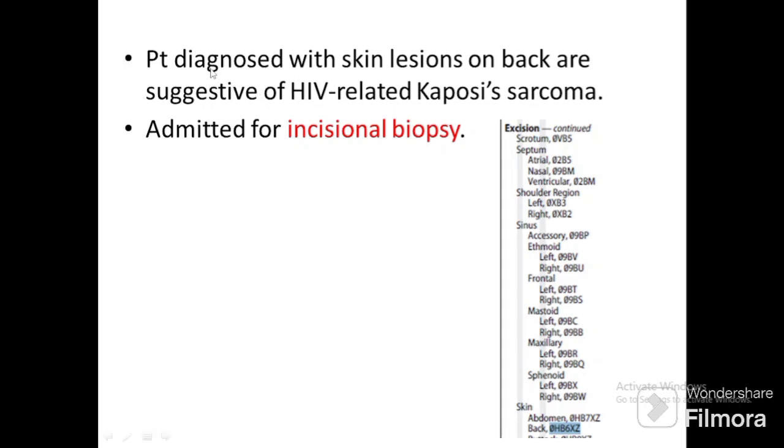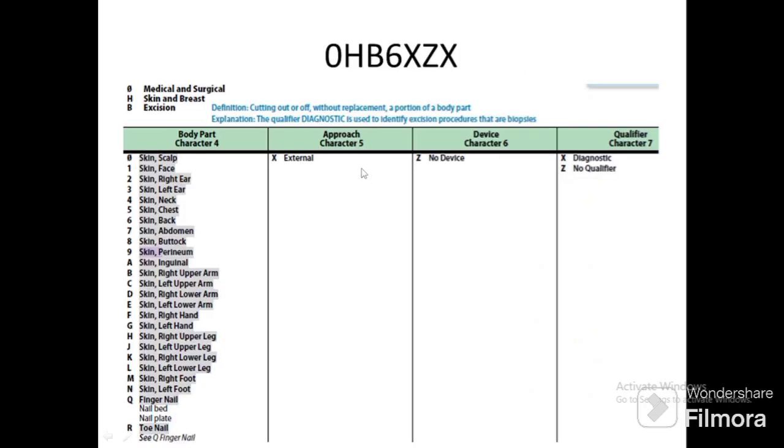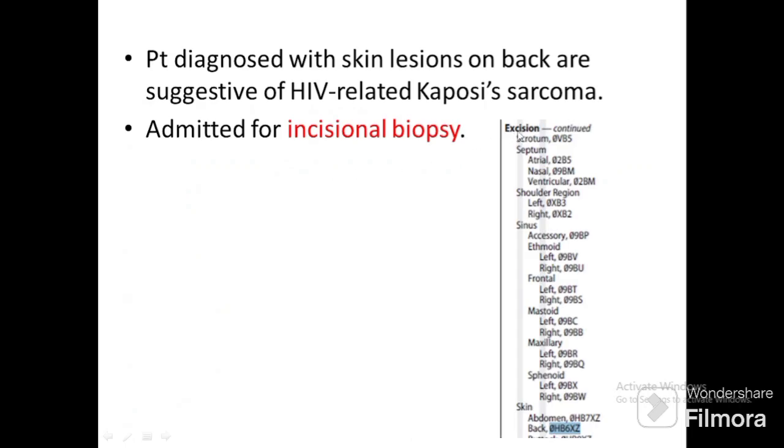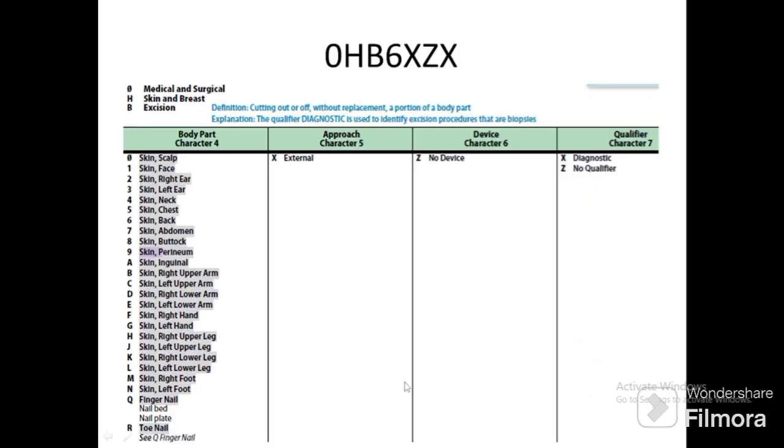The next patient is diagnosed with skin lesions on the back suggestive of HIV related Kaposi sarcoma, and is admitted for incisional biopsy. Again biopsy. Incisional biopsy is coded to the root operation excision. So under excision you should search for skin, and back. So 0HB. We go to the table 0HB and search for skin of back. Skin of back is 6, the approach is external, no device, and the biopsy is for diagnostic purpose, hence X diagnostic. So 0HB, skin of back, external approach, no device, and diagnostic.